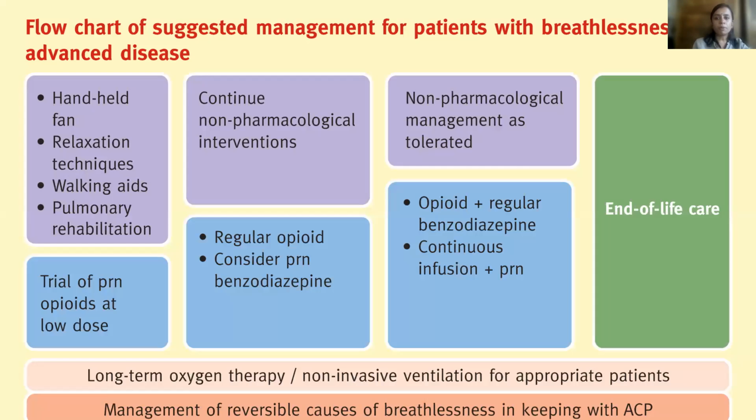So this is a simple flow chart which is suggested in patients with breathlessness. You can notice that everything starts with non-pharmacological intervention, and non-pharmacological management should be continued till the end of life care. Handheld fan, relaxation techniques, walking aids, pulmonary exercises, everything can be prescribed from the beginning till the end. And later on, you can consider medication.